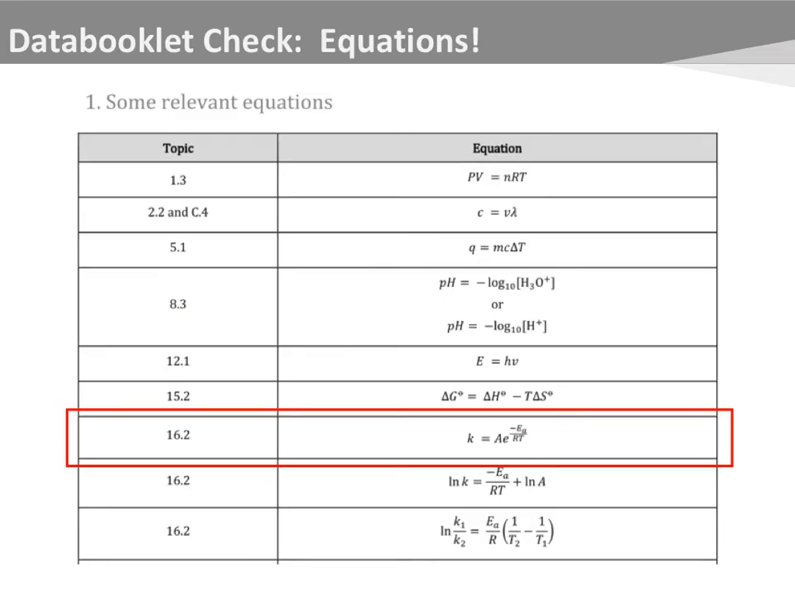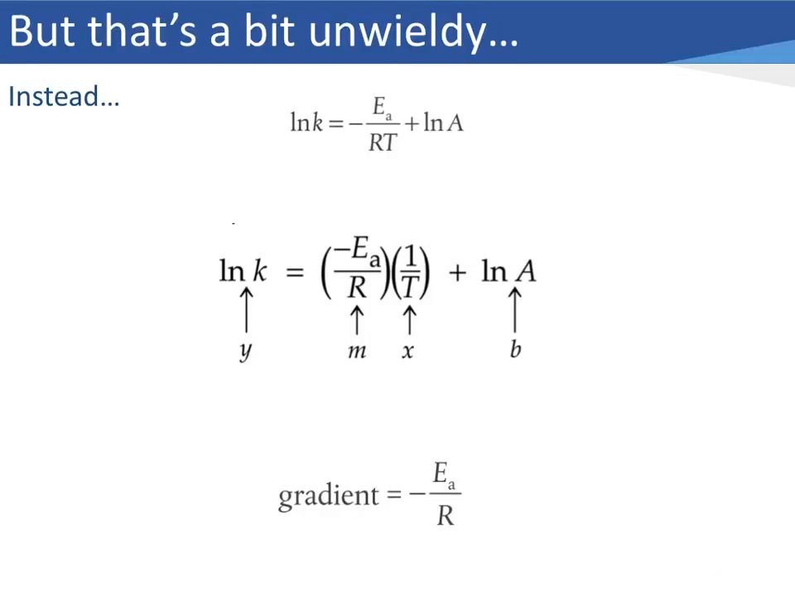And as I mentioned earlier, this equation is in the data booklet, and it even tells us 16.2. Very nice of the IB to do that for us. Now, what if I take the natural log of both sides of this equation? There's some algebra going on here that I'm not going to worry about. I'm going to trust it. If you understand the algebra, good for you.